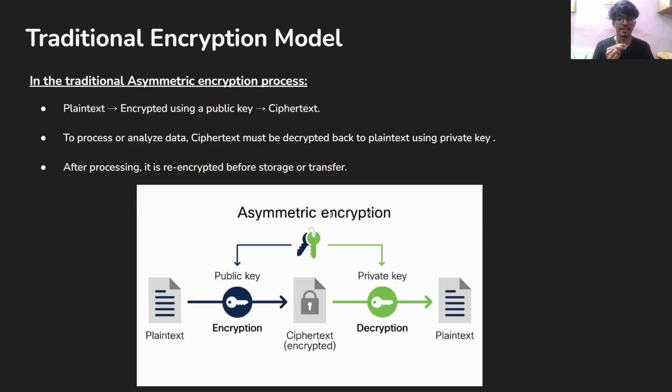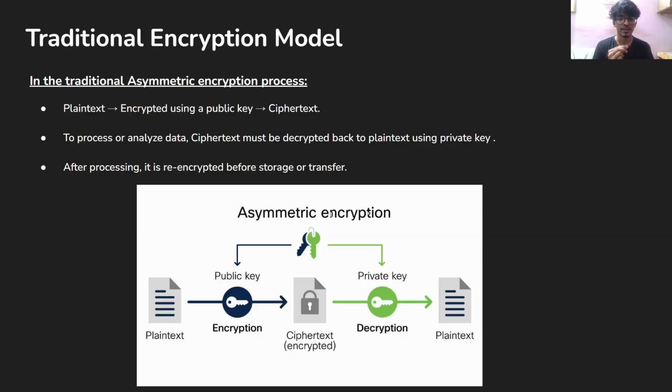So traditional encryption model. When we say traditional encryption model, it refers to both symmetric and asymmetric encryption models. But for this presentation, let's focus on the asymmetric encryption process. So the steps in the asymmetric encryption process are as follows. The first step would be the plain text would be encrypted to a ciphertext using either a public or a private key, which in this case we have used a public key to encrypt the plain text into a ciphertext.